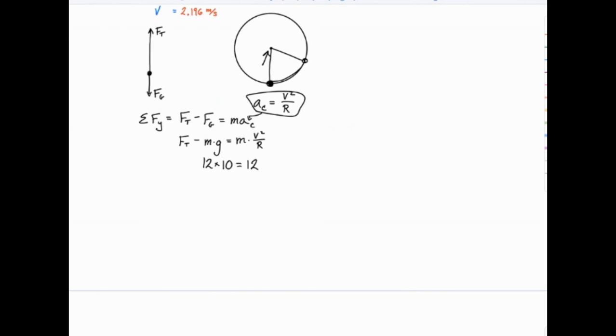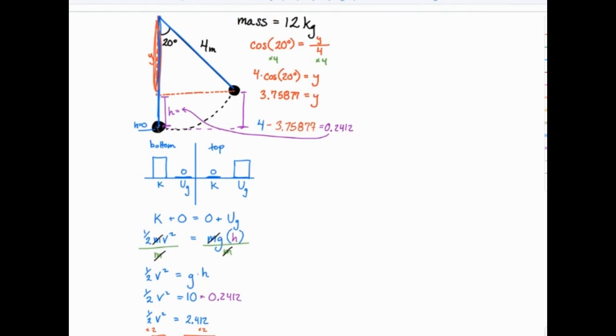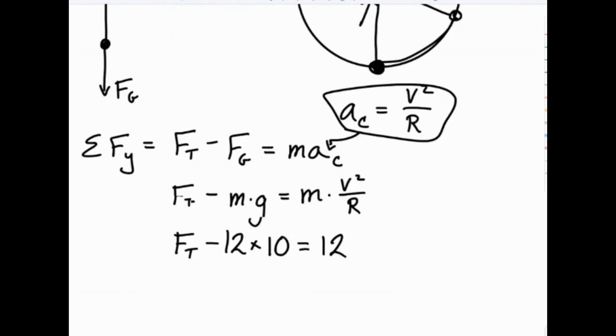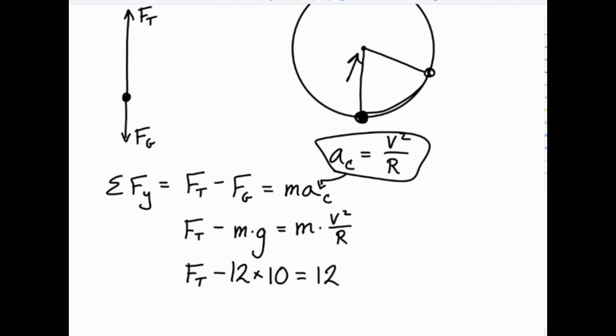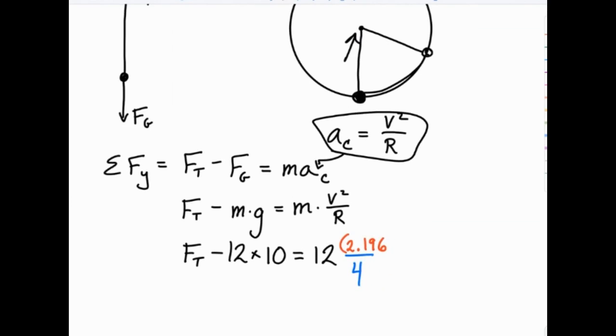Mass is still 12. I don't know my Ft, so I'm going to just leave that alone. And then I need my velocity and my radius. So my radius was 4 meters because that's how long the string is. So divided by 4 meters. And then the velocity I got up here was 2.196 meters per second. And that velocity gets squared.